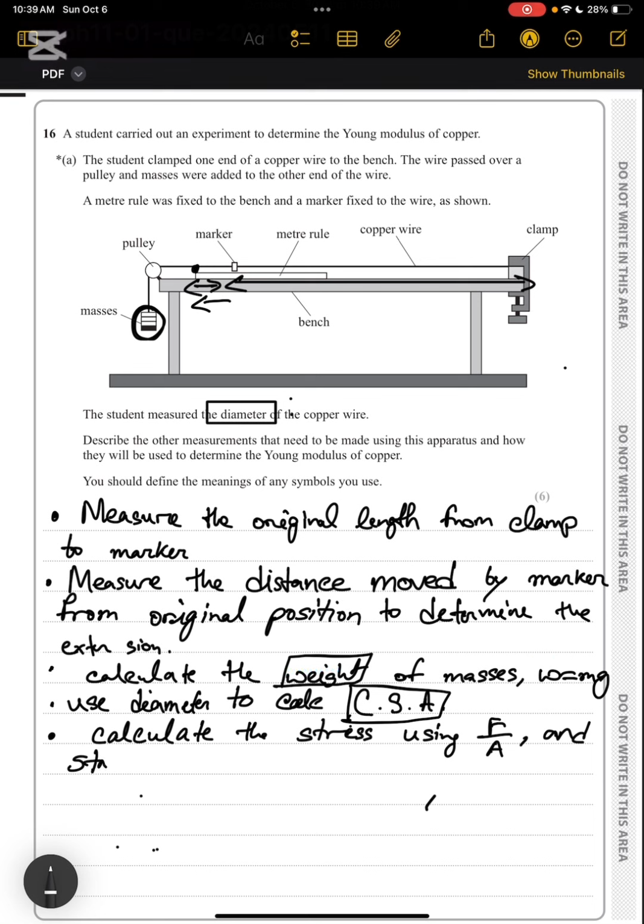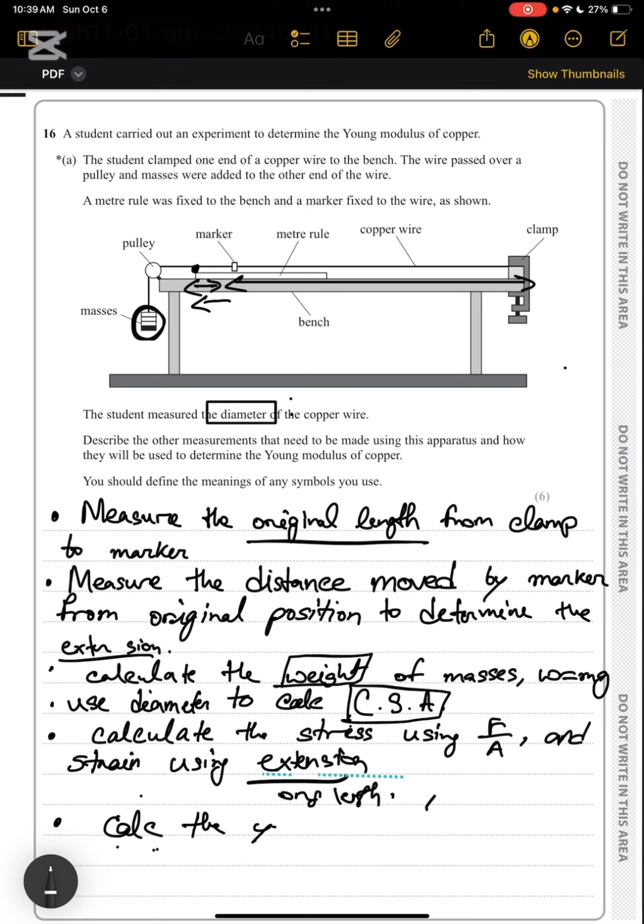And strain, using this original length and this extension, using extension by original length. So we are done with 5 points. Then the last point will be calculate the Young modulus using stress divided by strain, which we have found out.